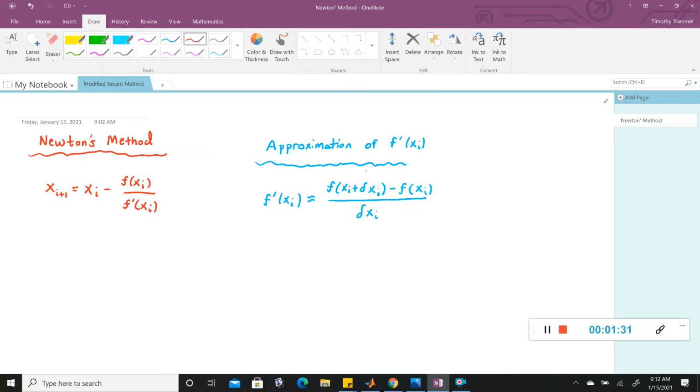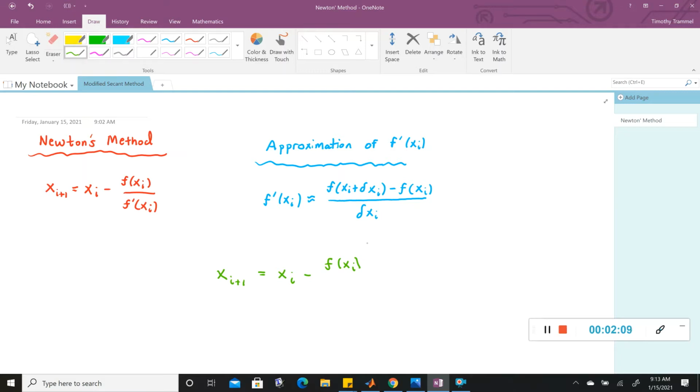Well, we want to combine these two. Let's go ahead and do that. If we're going to combine these, all we're really going to do is replace this f prime of x sub i with this blue formula here. So x sub i plus 1 is equal to x sub i minus f of x sub i over this. But now remember, if you are dividing by a fraction, that's equivalent to flipping it over and multiplying, or multiplying by the reciprocal.